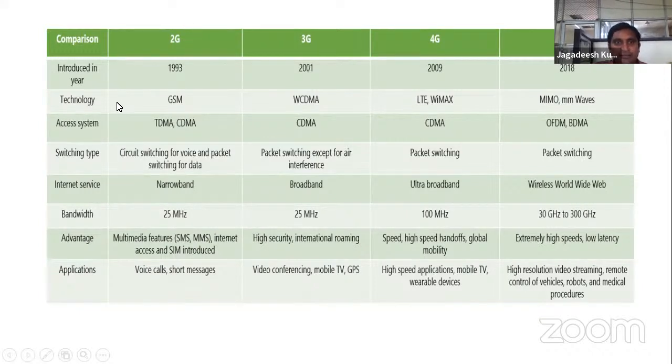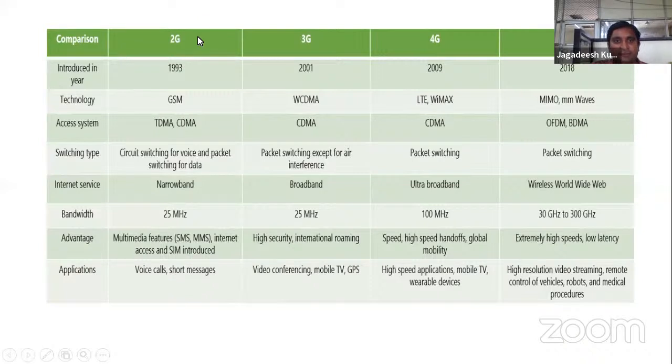For the access system, for 2G we are using TDMA and CDMA, for 3G we are using WCDMA, for 4G WCDMA, and for 5G OFDM and BDM. Switching type: for 2G, circuit switching for voice and packet switching for data. For 3G, packet switching except for the air interface. For 4G it is packet switching, and 5G is packet switching. So all these will be only packet switching. Our 2G voice and all will be through IMS, the IP multimedia system.